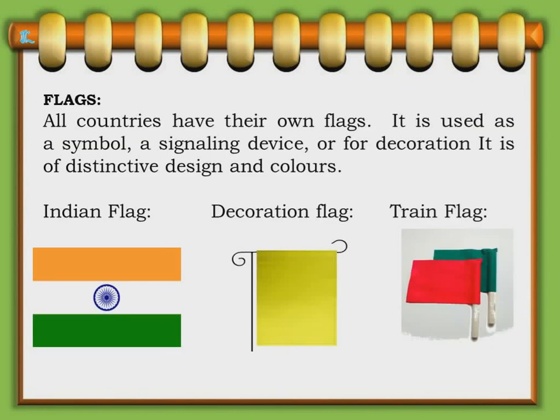Flags. All countries have their own flags. A flag is used as a symbol, a signaling device, or for decoration. It is of distinctive design and colors. This is an example of the Indian flag. The other one is an example of a decoration flag, and this is a train flag which is used by the station master for showing the green and red colors.